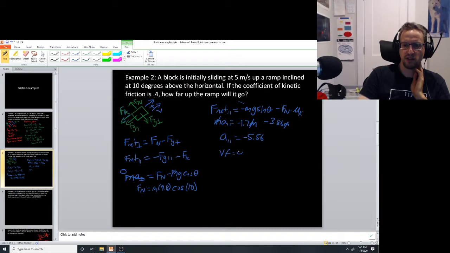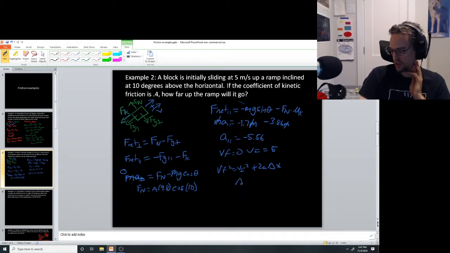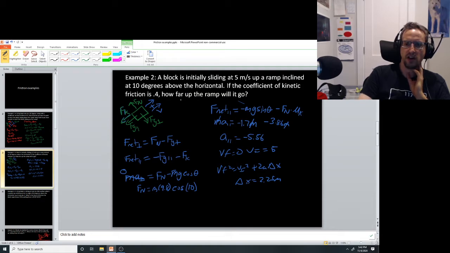V final is going to be 0. V initial is going to be 5. And we can treat this as if it's a 1D kinematics problem because it's just going in a straight line, right? And so we use V final squared equals V initial squared plus 2a change in x. And we're going to get a change in x of 2.25 meters. So I didn't give you the mass to this problem, and that turned out to be fine. If the only forces acting on this are gravity, normal force, and friction, mass will not matter.